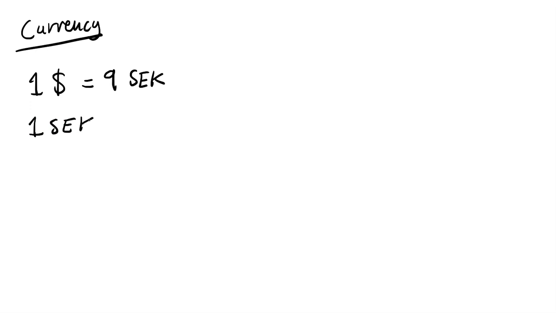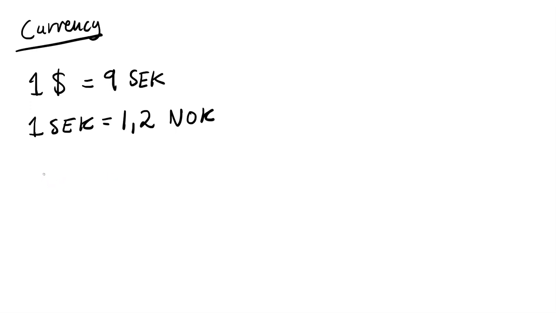One common thing to measure or use as units is currency. And you can convert between currency in the same way as you convert other units. So for example, let's say that you have a dollar. So I have a dollar that's equal to, let's take some number here, let's say 9 Swedish kronor. And then a Swedish krona, let's say that that's equal to 1.2 Norwegian krona.